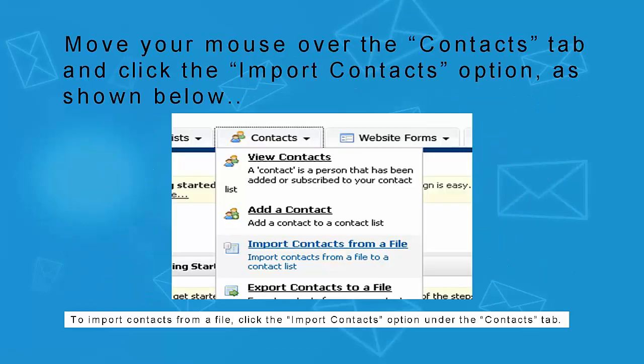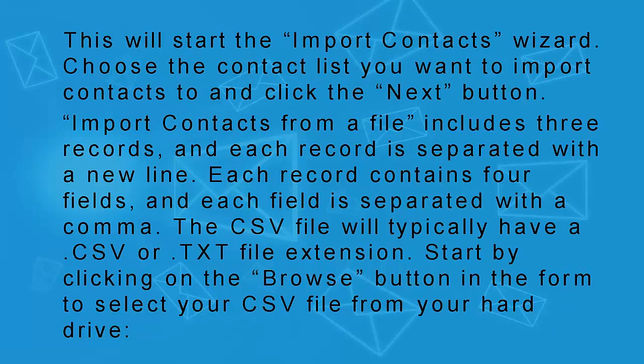Move your mouse over the Contacts tab and click the Import Contacts option, as shown below. To import contacts from a file, click the Import Contacts option under the Contacts tab. This will start the Import Contacts wizard. Choose the contact list you want to import contacts to and click the Next button.